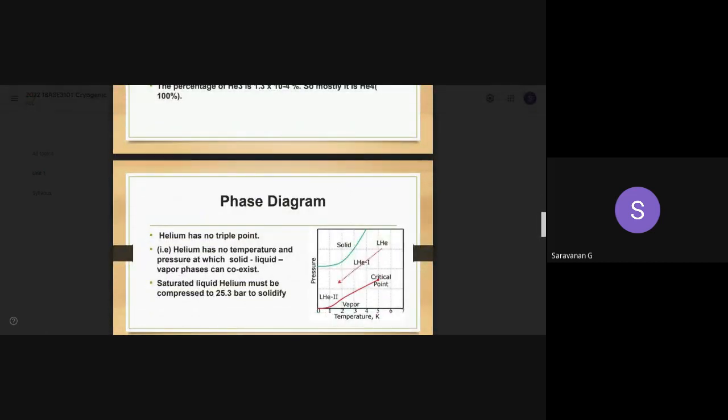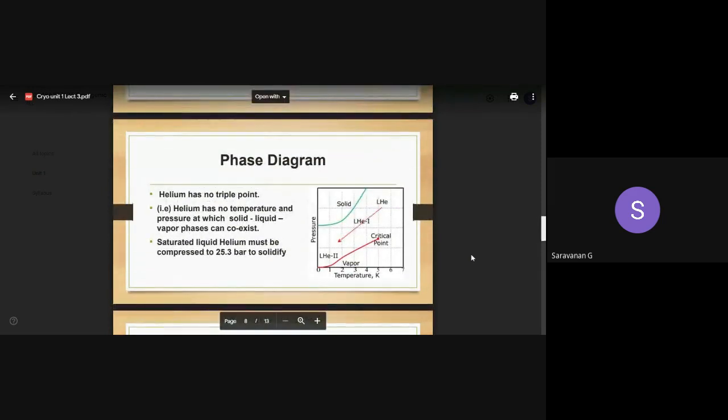Then next is the phase diagram. We already discussed phase transitions, first order, second order, and latent heat. Now we are going to discuss the phase diagram of the helium system. Helium has no triple point in general. That means there won't be coexistence of solid, liquid, and gaseous phases in helium. That's why it doesn't have any triple point.